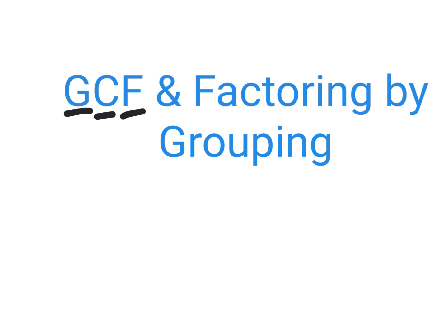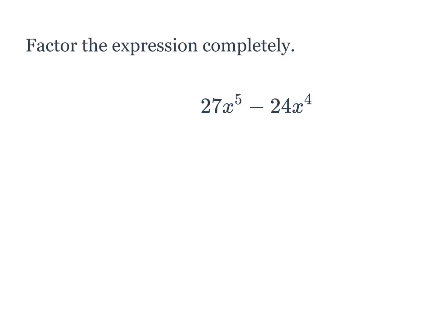We have one example on these, but if you need help, we will take some time and look at those things. So this is our first example that you should see on Delta Math. And what I'm going to notice first of all is that these both have x's. So if they both have x's, I definitely can at least factor out an x.